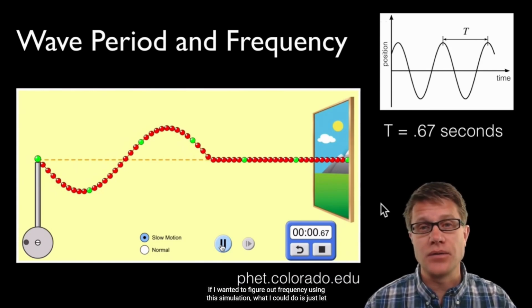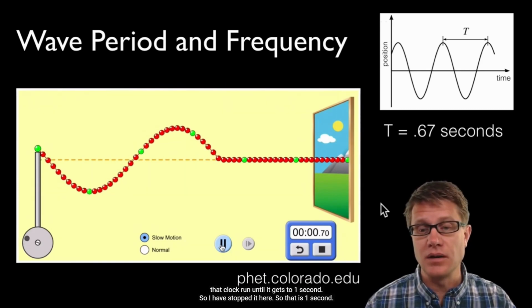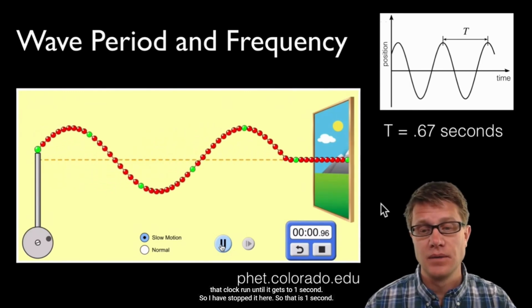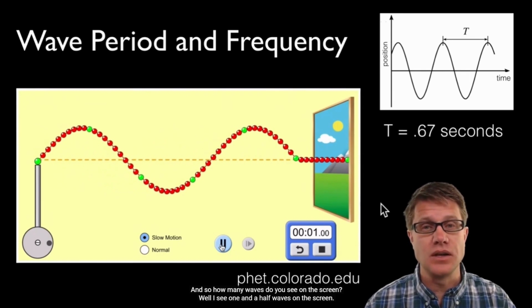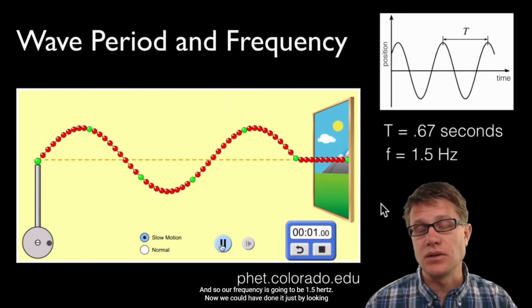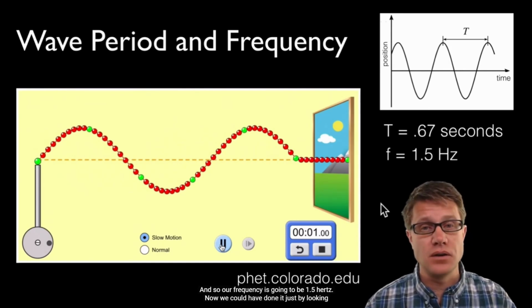Now, if I want to figure out frequency using this simulation, what I could do is just let that clock run until it gets to 1 second. So I've stopped it here, so that's 1 second. And so how many waves do you see on the screen? Well, I see 1.5 waves. And so our frequency is going to be 1.5 hertz.